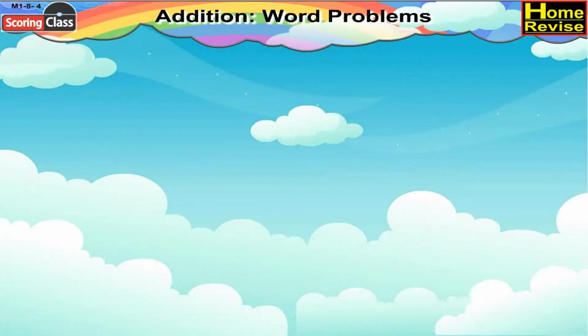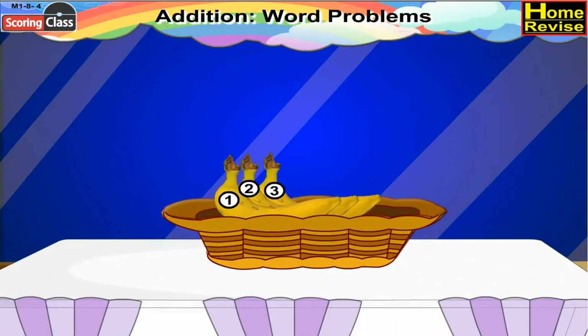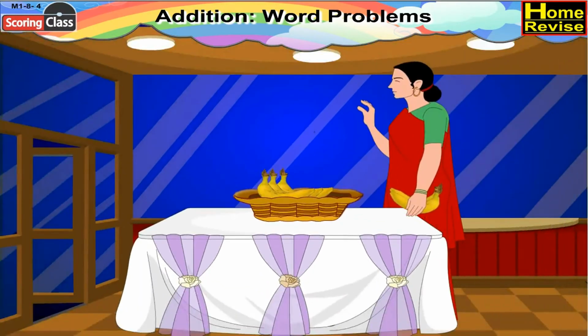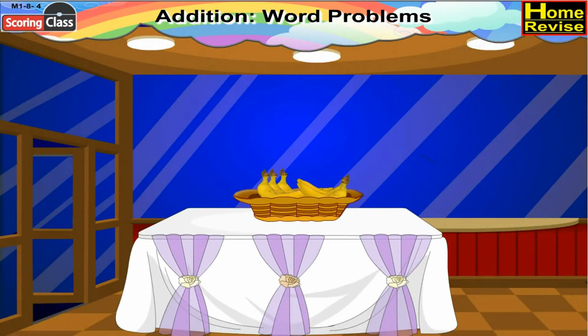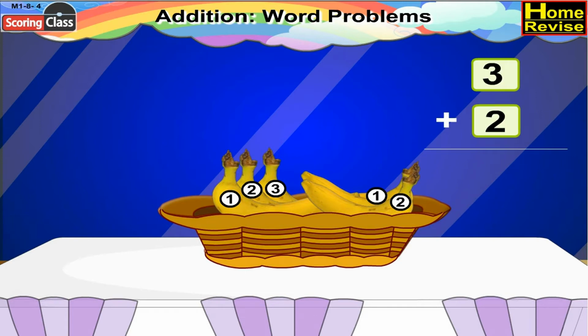Addition. What problems? There are 3 bananas in the basket. 2 more were put in it. How many bananas in the basket now? Well, as you can see, children, there were 3 bananas in the basket. 2 more were put into the basket, which means 3 plus 2, and that would be 4, 5. So, 5 bananas are there in the basket now.